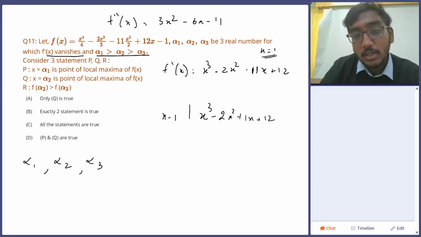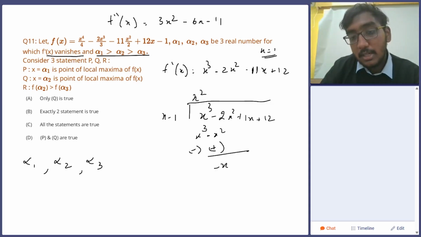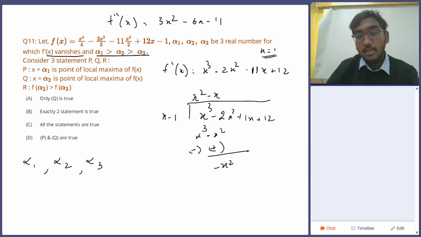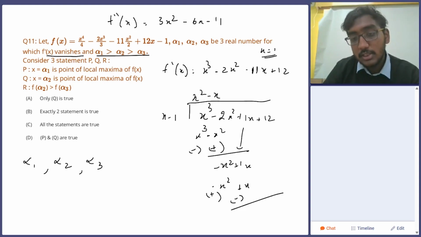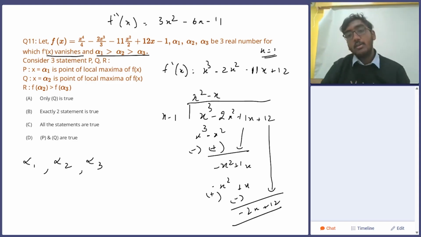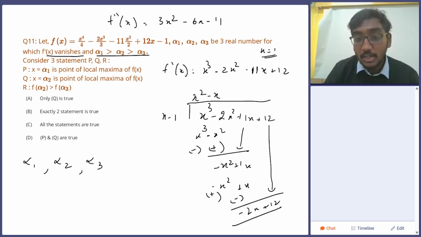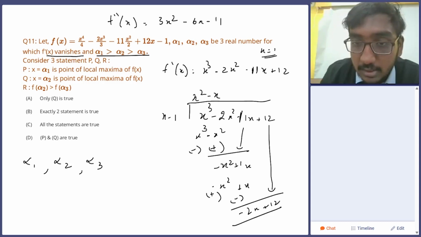Divided by x minus 1. Divide the first term with the first term. You will be getting x square. It will be minus x square. When you divide again, it will be minus x. Again, when you multiply, x square minus x square, go for change of sign. Plus x, there also go for change of sign. It will be minus 2x plus 12. Here it is 11x, so it will be minus 11x.